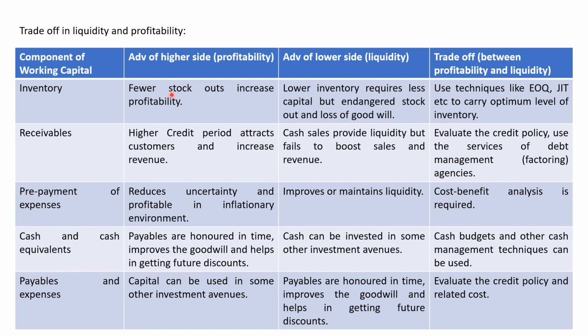Okay, this is the advantage of having the higher side, that is inventory, receivables, prepayment of expense, cash and cash equivalents, payables, and the advantages of having the lower side. That means I will maintain less of these components, and what are the advantages and how we have to trade off between these two so that we will not end up in any trouble in the business, because working capital is the heart of the business.